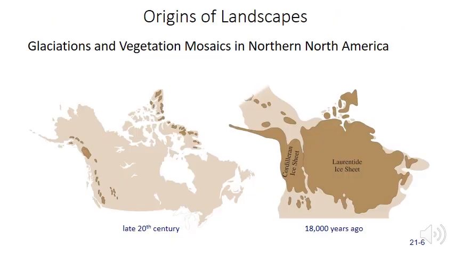Probably the biggest factor that's driven landscape structure in North America is glaciation. These two maps show the extent of glacial activity in the late 20th century on the left and 18,000 years ago on the right, when glaciers covered almost the whole of Canada. The slow retreat of these glaciers has left behind a mosaic of different conditions and sediments that in turn have led to a mosaic of vegetation across northern North America.